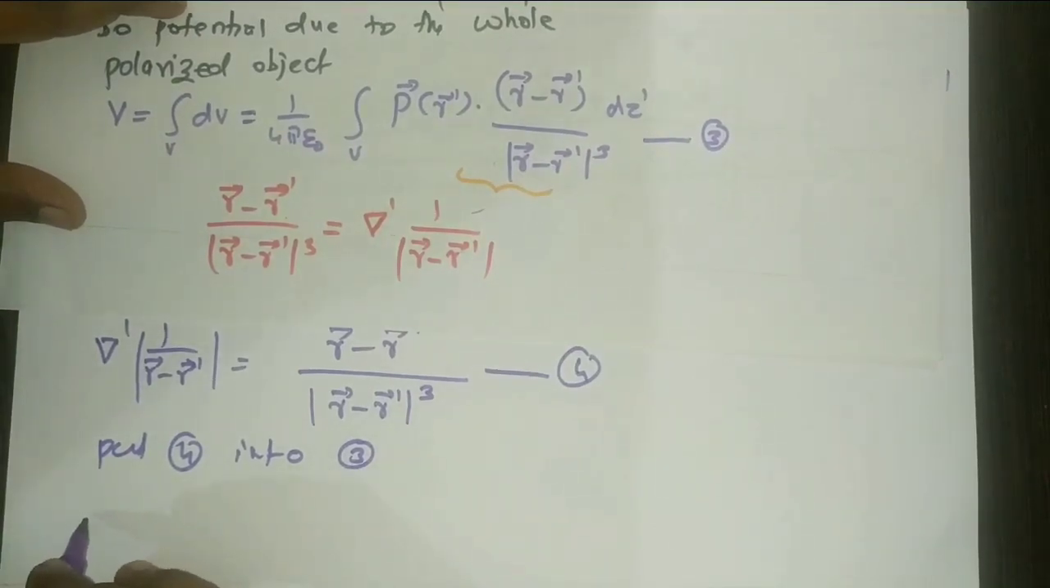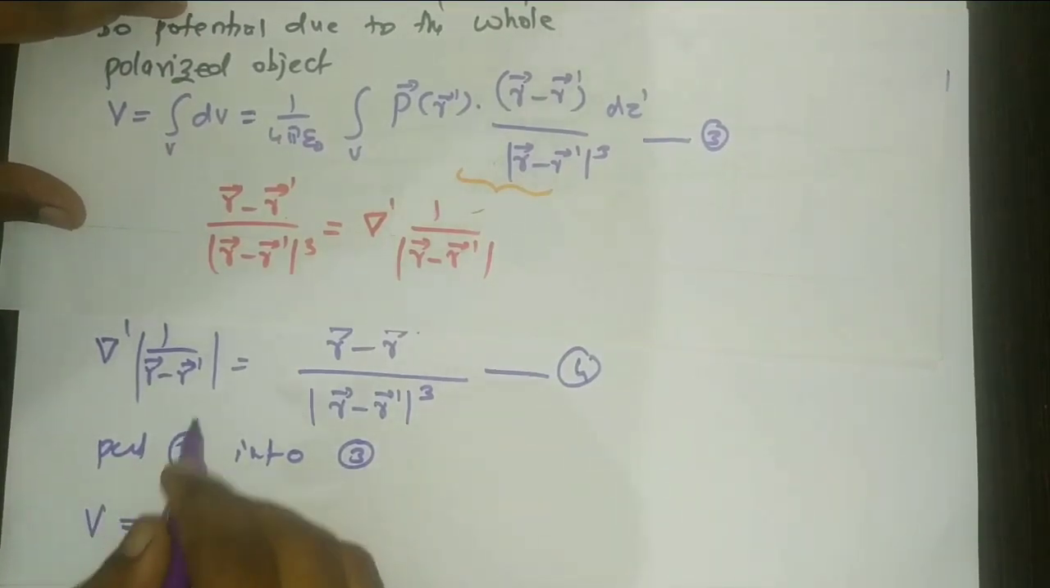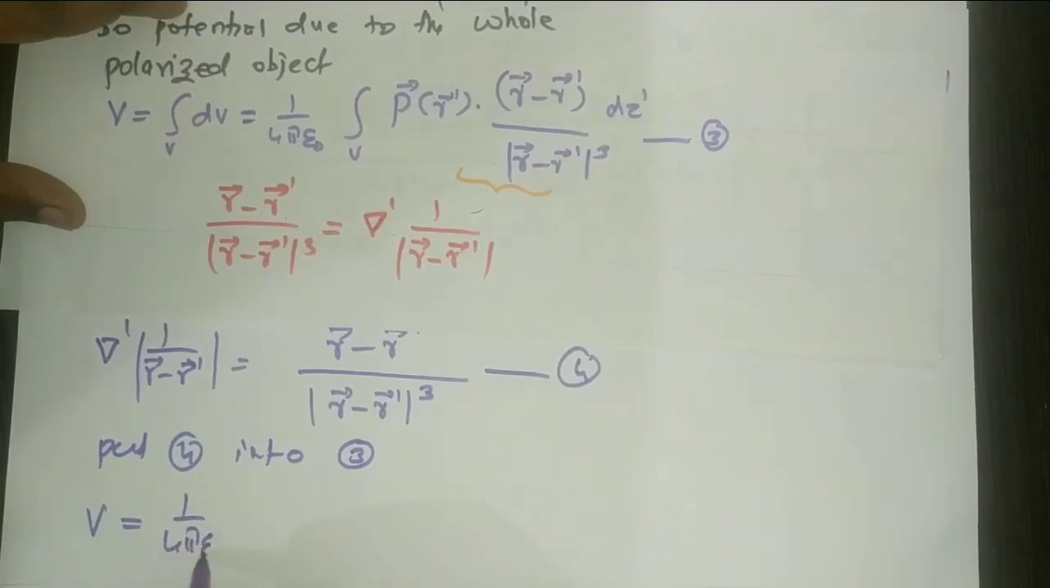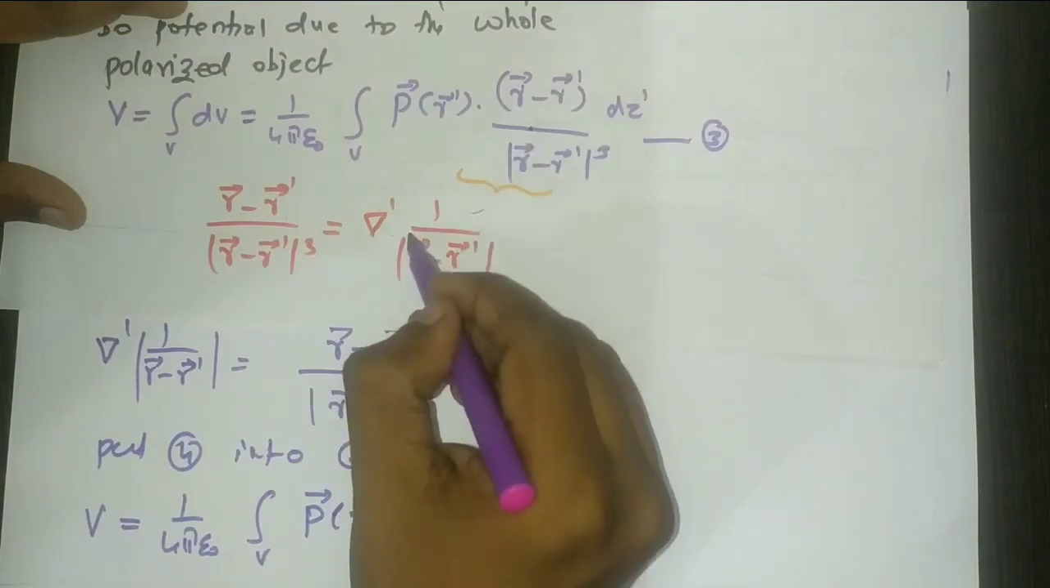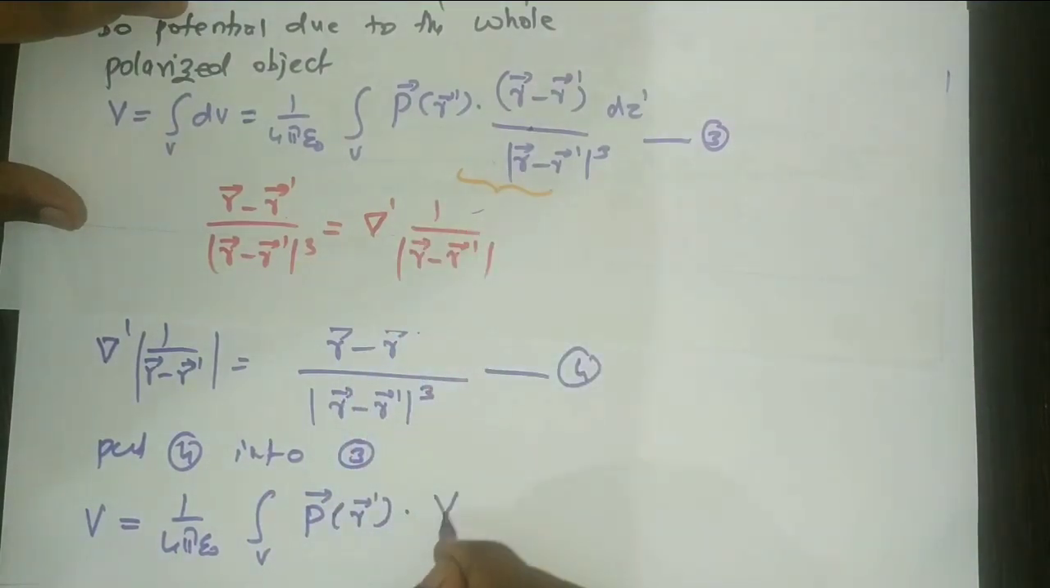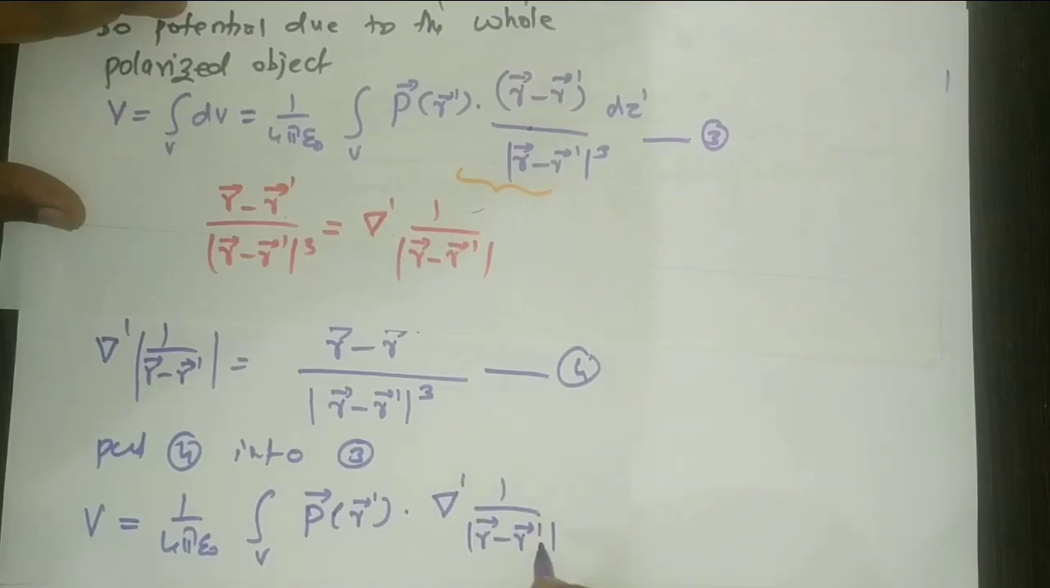If you substitute, this will be V equal to 1/(4π ε0) ∫ p(r') dτ', instead of this quantity we will substitute del prime of 1 by |r − r'| dτ'.